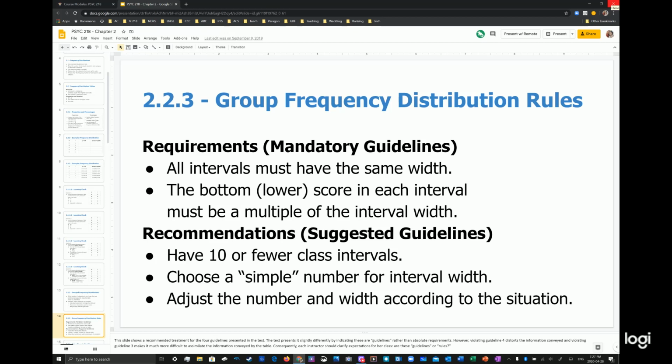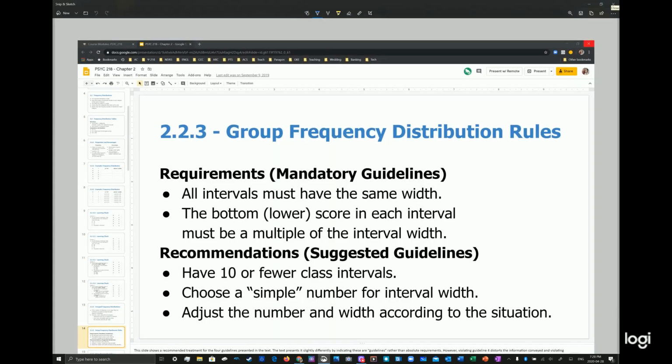So there are some requirements and recommendations to making these group frequency distributions. And for this video, I will outline these for you. So we'll start with the instructions first. In terms of requirements, all the intervals must have the same length, or width, I should say. The intervals should have the same width. And what that means is, let's say if it was from 0 to 100, I would want to divide these into equal size intervals.